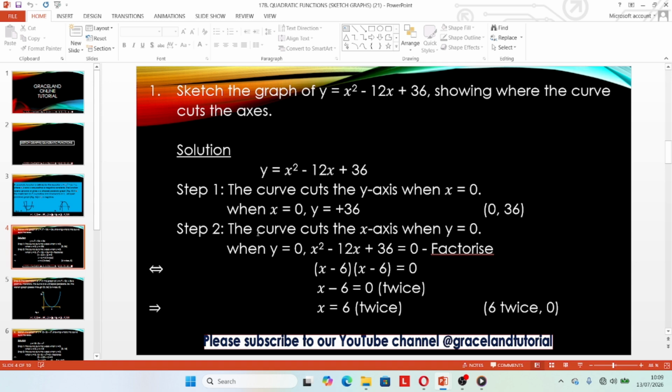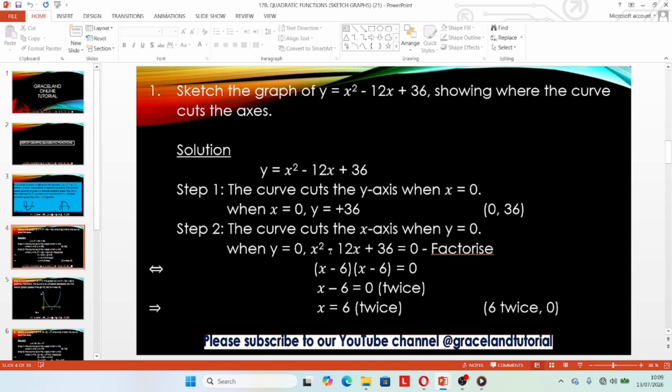Step 2. The curve cuts the x-axis when y is equal to 0. So if y is equal to 0, x squared minus 12x plus 36 is equal to 0. So the next thing is to factorize. To understand factorization very well, you go back to my video on my YouTube channel at Graceland Tutorial to learn how to factorize quadratic equation.